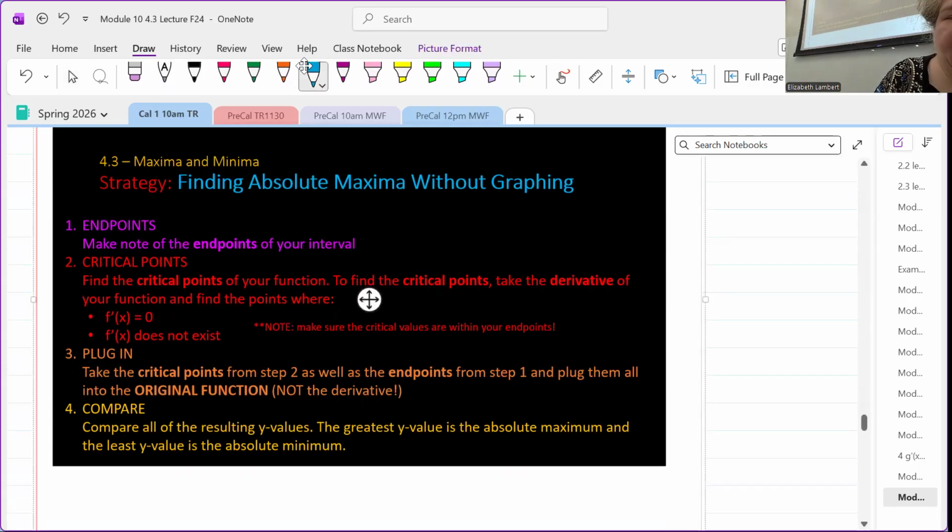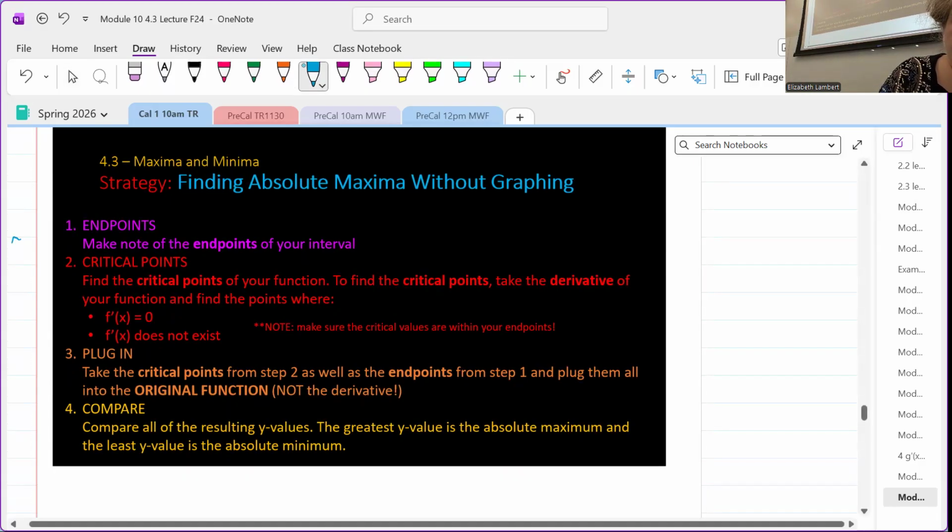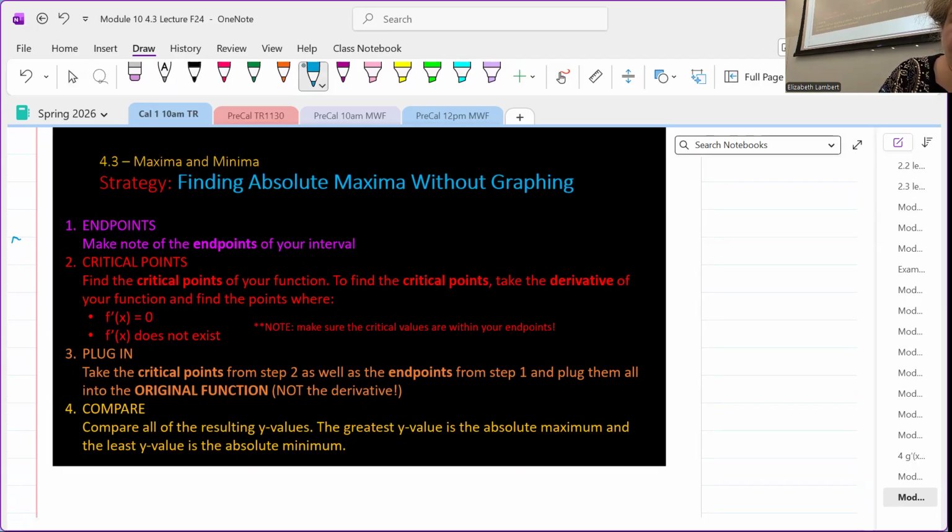So when you're finding absolute max or mins without graphing, you have to check the endpoints and you have to check the critical points. You find critical points by taking the derivative and setting it equal to 0, and checking where the derivative does not exist.